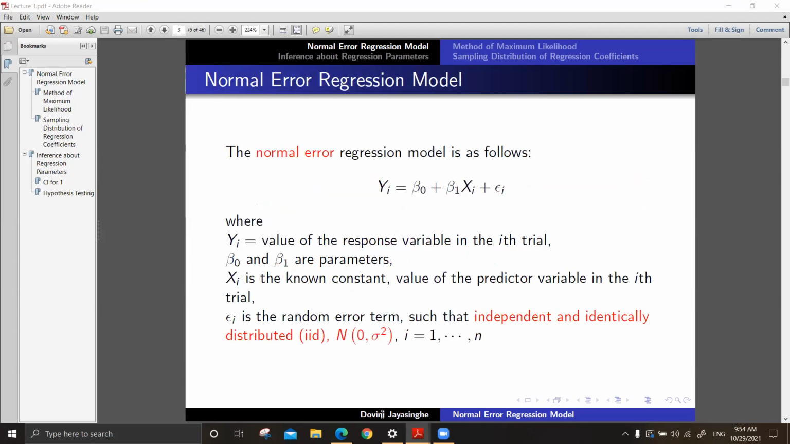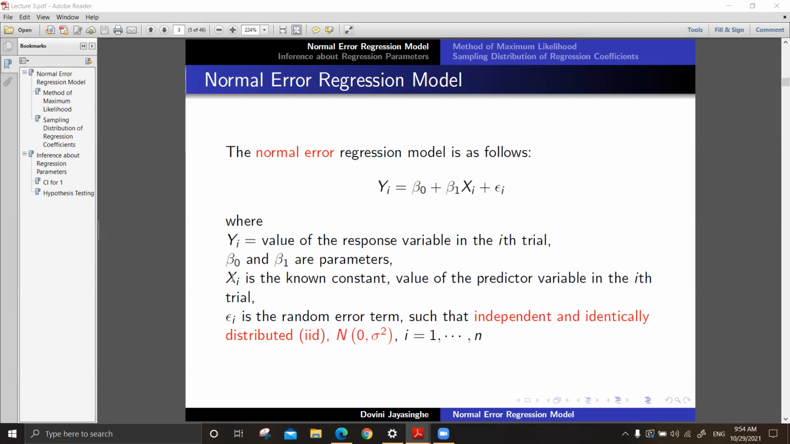And for normal error regression, this is the model. If you're asked to write the model, you have to write this entire slide. This is basically the same regression model that we discussed before, where Yi is the value of the response variable in the ith trial, you simply can say ith response. Beta naught and beta 1 are the model parameters or regression parameters. You call them by different names. This is basically the intercept and this is the slope parameter. The one connected to x is going to be the slope parameter.